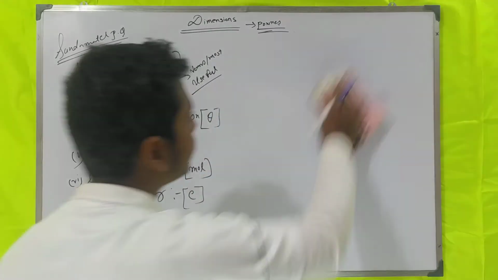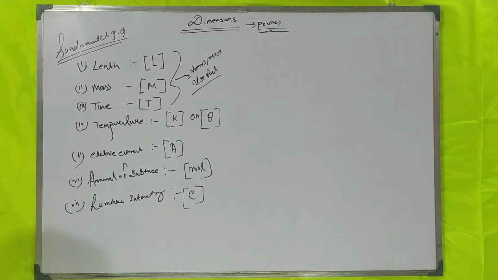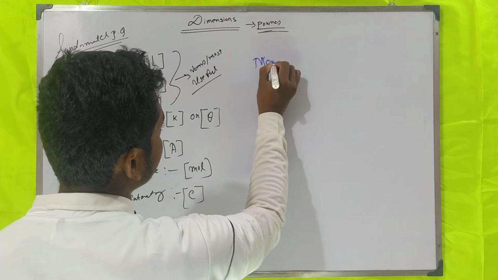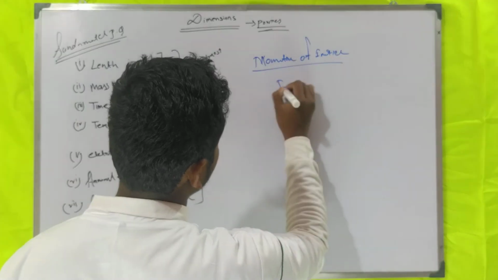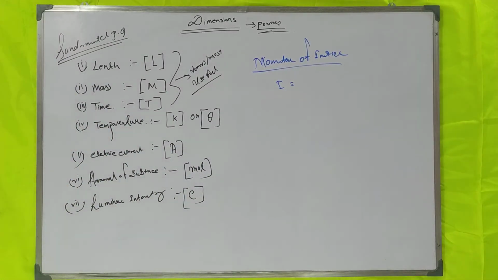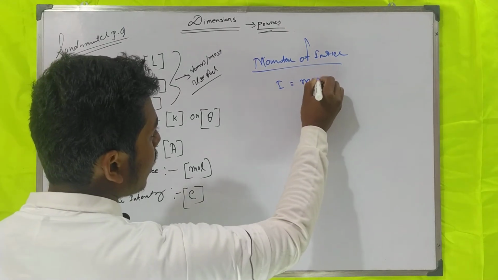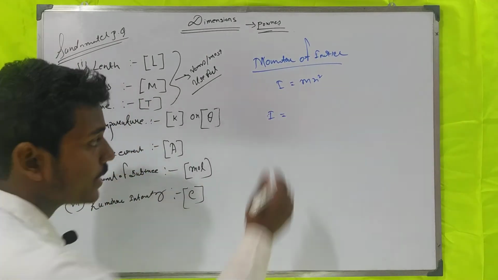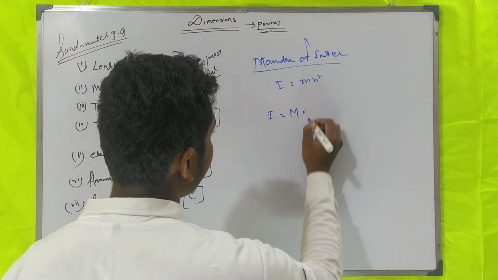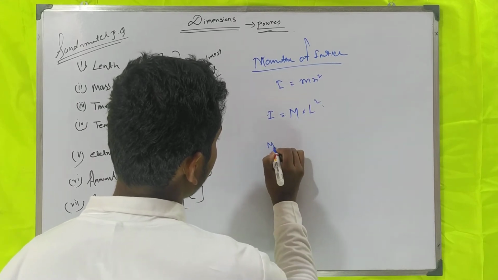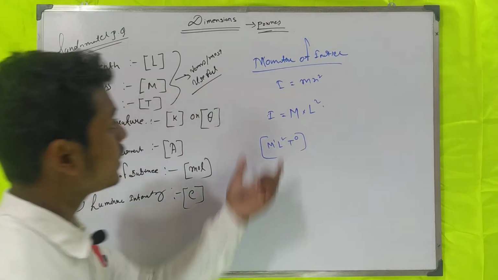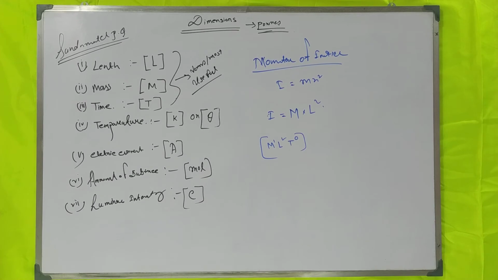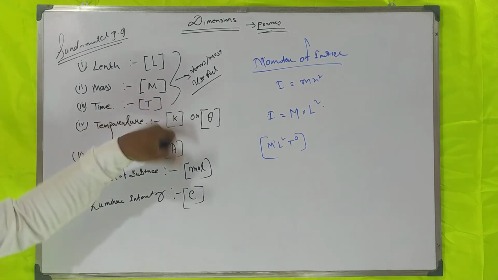Now let's move on to the moment of inertia. What is the formula of moment of inertia? I is equal to m r square. What is the m? M is the mass, so you can write m into radius square, means L square. So you can write M^1 L^2 T^0. So this is our dimension of moment of inertia.